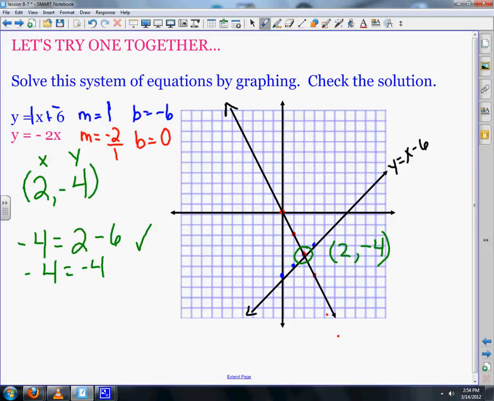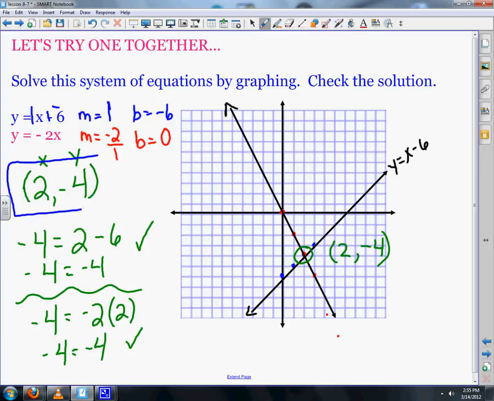So it checks in the first equation, and now we'll see if it checks in the second equation. So we have y, which is -4, equals -2 times 2, and -4 equals -4. So it checks in the second equation. So we know then that the solution here, 2, -4, is the solution to those two equations, or the system of equations.